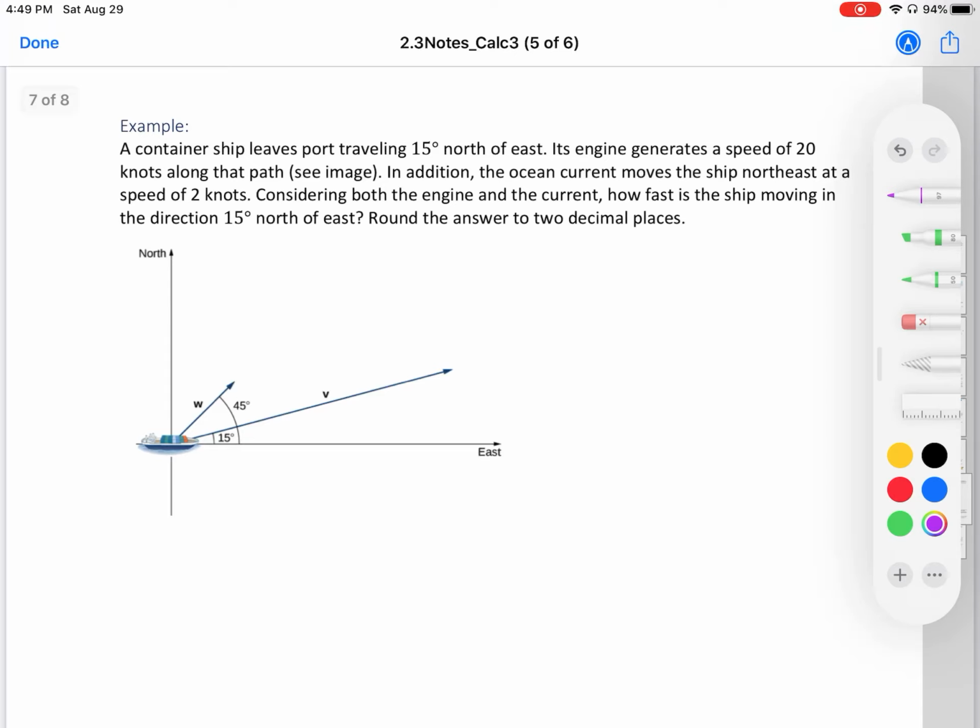Next example. A container ship leaves port traveling 50 degrees northeast. Its engine generates a speed of 20 knots along the path. In addition, the ocean current moves the ship northeast at a speed of 2 knots. Considering both the engine and the current, how fast is the ship moving in the direction 50 degrees northeast? Round your answer to the nearest 2 decimal places.